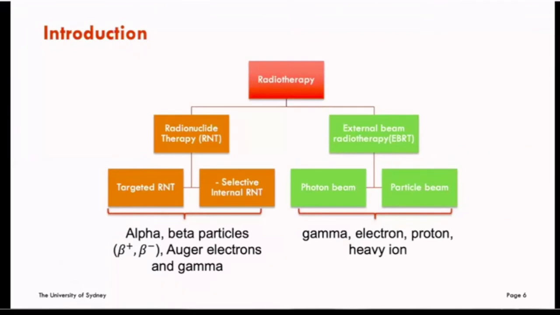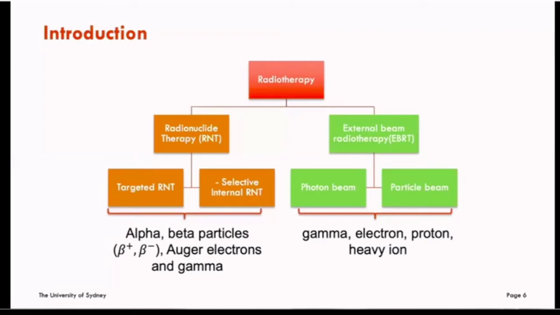Radiation therapy is classified in two classes, EBRT and RNT, external beam radiotherapy and radionuclide therapy. In EBRT, we mainly target the primary tumor, while in RNT, as I mentioned, we try to target the metastasis. RNT has mainly two modalities, targeted radionuclide therapy and selective internal radionuclide therapy. We use radionuclides that emit alpha, beta particles, both positron and electron, Auger electron, and gamma radiation. And the type of radionuclide we use in RNT depends on the target.